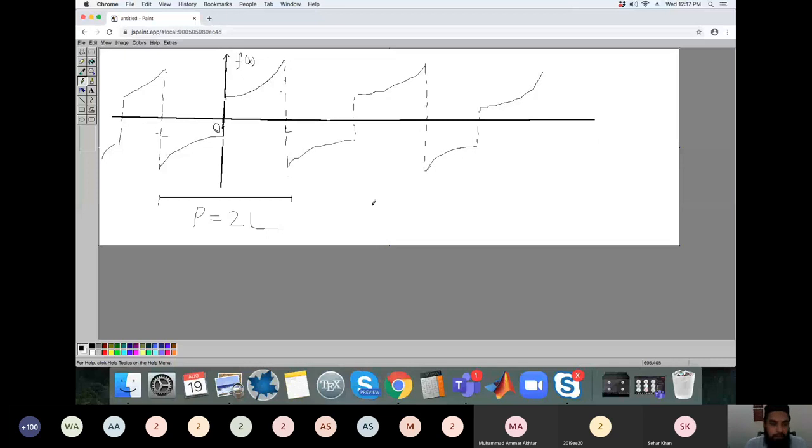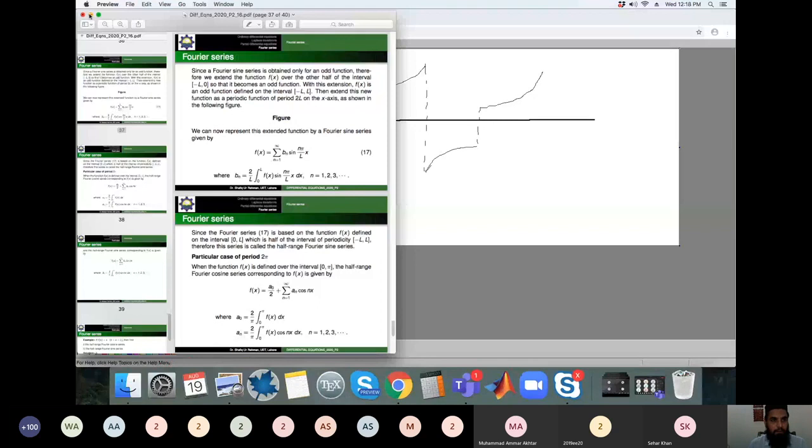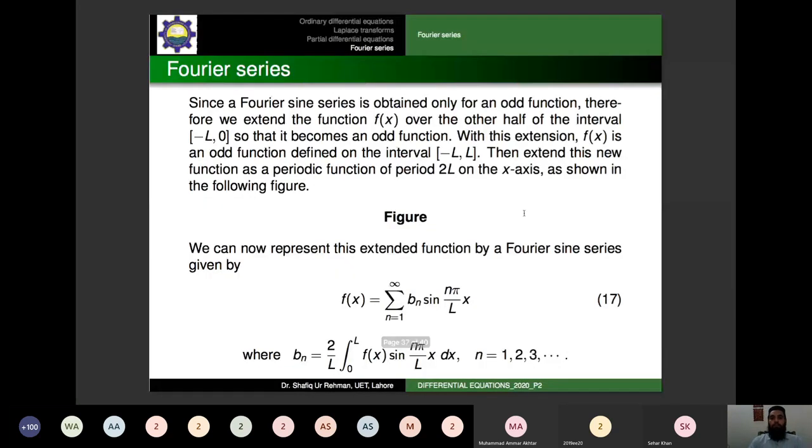So this is known as periodic extension. Initially, we extend over the other half of the interval, and then once it is defined over the interval from -L to L, we look into its periodicity. We extend it on either side with that period of length 2L. So in this way, we will have a periodic extension of the new function defined over the interval from -L to L.